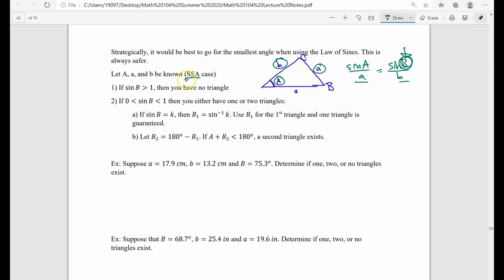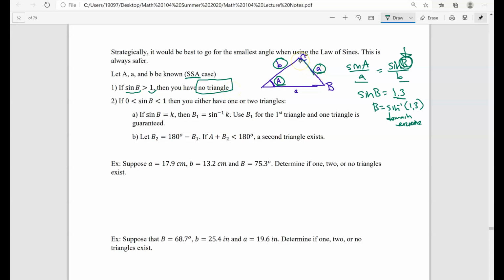Now notice I have the SSA case because I have two sides and an angle. Usually if sine B is greater than 1, so when I'm solving that and I get sine B is equal to, I don't know, 1.3, then you have no triangle. That makes sense because the range of the sine curve is only between -1 and 1, and 1.3 exceeds that. Even if you forget that, you'll immediately know when you take the sine inverse of 1.3. You'll see that you get a domain error. Once you get a domain error, you're done. There is no triangle. No triangle can exist.